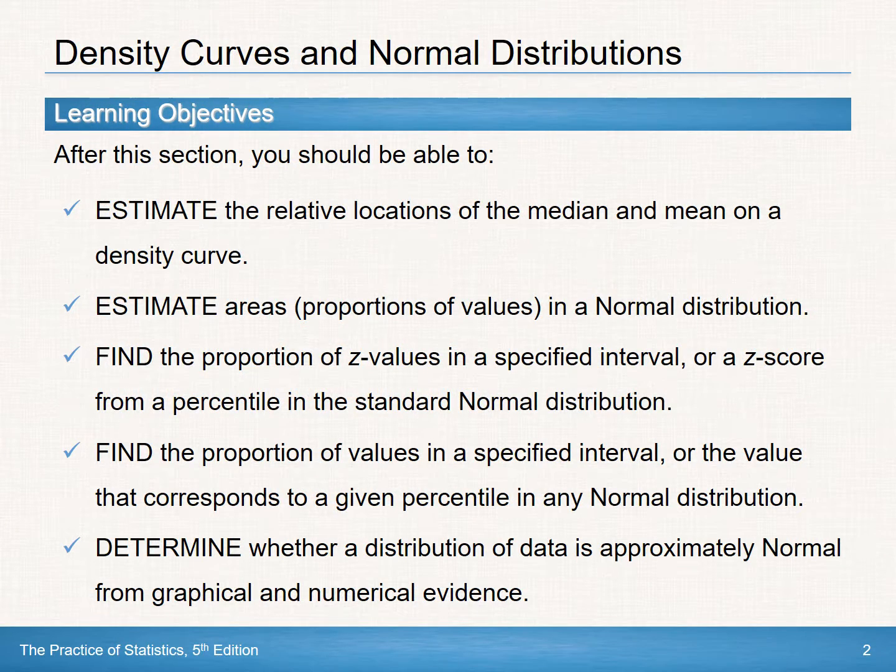The learning objectives for this section are to estimate the locations of the median and mean on a density curve, estimate the areas, proportions of values in a normal distribution, find the proportions of z-values in a specified interval or a z-score from a percentile in the standard normal distribution, find the proportion of values in a specified interval or the value that corresponds to a given percentile in any normal distribution, and finally to determine whether a distribution of data is approximately normal from graphical or numerical evidence.